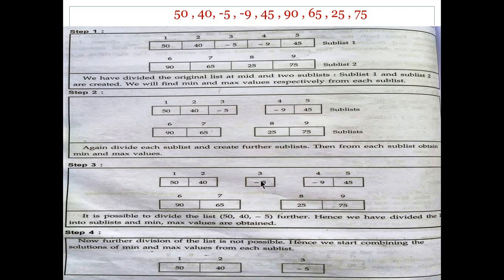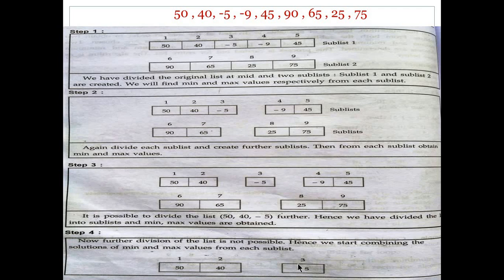The second sublist is 3, and the other sublist is not divisible. After dividing our sublist, we can find the minimum and maximum numbers from it. So for this sublist, 40 and 50, we can find our minimum number and maximum number.